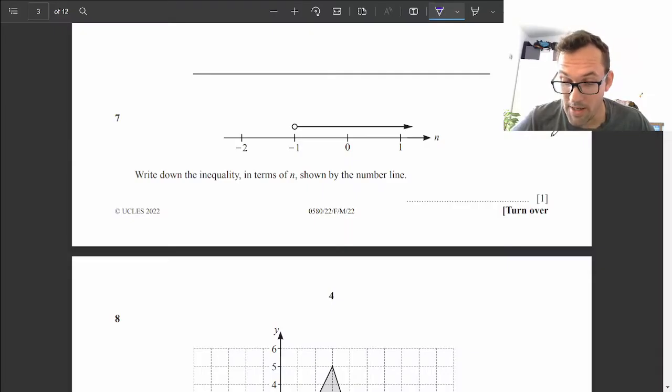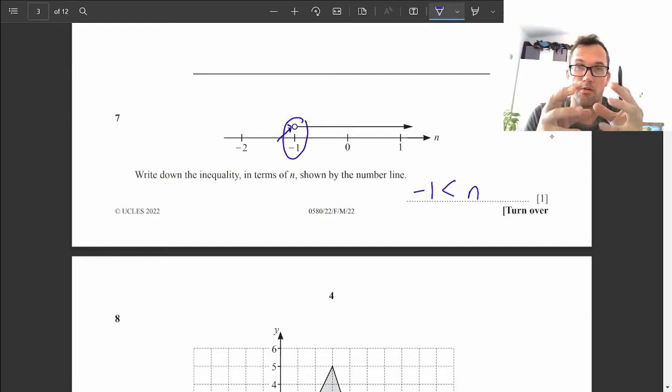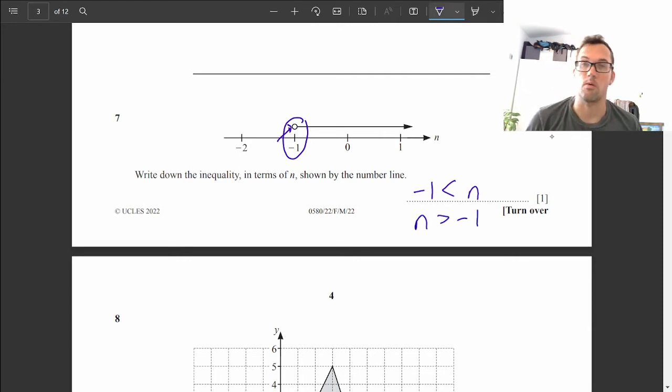Question 7. Write down an inequality. Remember, inequalities are those crocodiles, bigger than, smaller than. Alright, so first let's write down where we got here. We got a -1. We need to write number n in relation to that. We are going to the right, so n is bigger than -1, or -1 is smaller than n. Because it is just a circle, not filled in, it means we do not include the -1, so there's no line underneath. -1 is less than n, or if you want to swap it around, you can write n is bigger than -1, either way around.